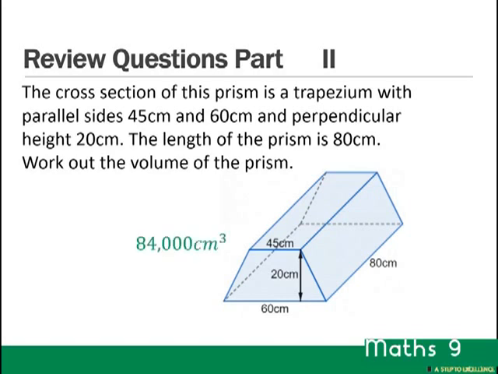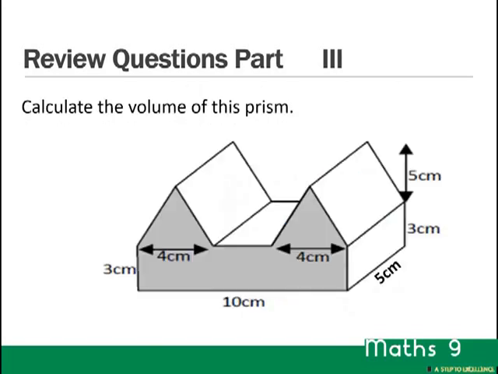Here's the answer. It's 84,000 centimetres cubed. Part 3. Calculate the volume of this prism. Pause the video whilst you work it out.